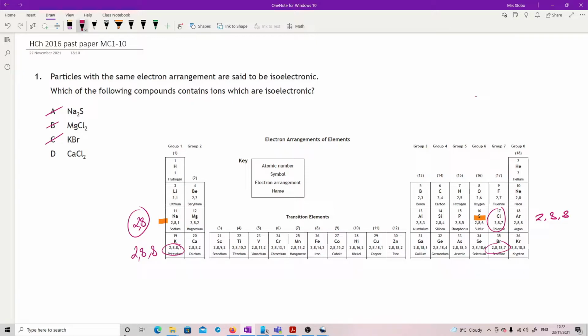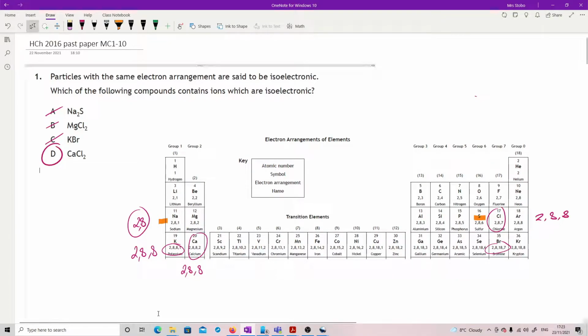So not that one, so we're left with calcium, 2,8,8,2, so that's going to go 2,8,8 definitely, and chlorine, we've already said, would go 2,8,8, so D. A little bit of work, but okay.